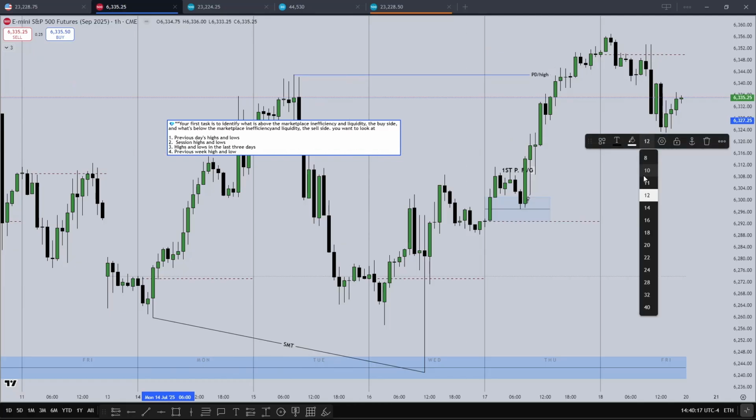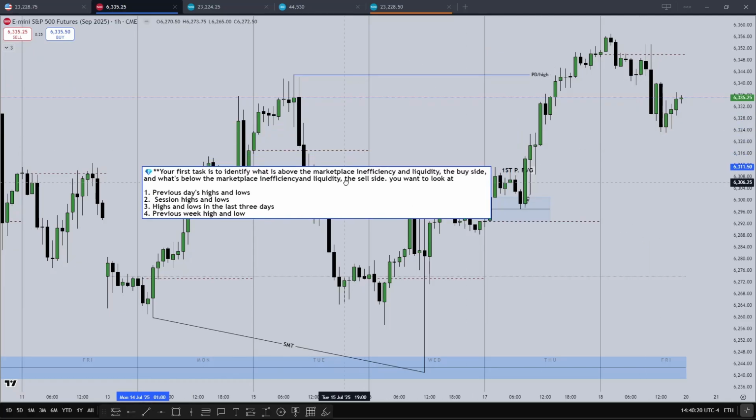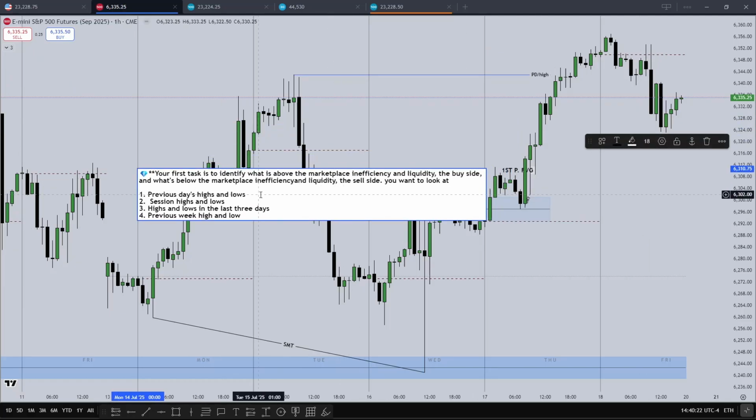So let me tell you a little bit about this. Your first task is to identify what is above the marketplace in efficiency and liquidity, the buy side, and what's below the marketplace in efficiency and liquidity, the sell side. You want to look first at the previous day's highs and lows. You can take a three-day look back.